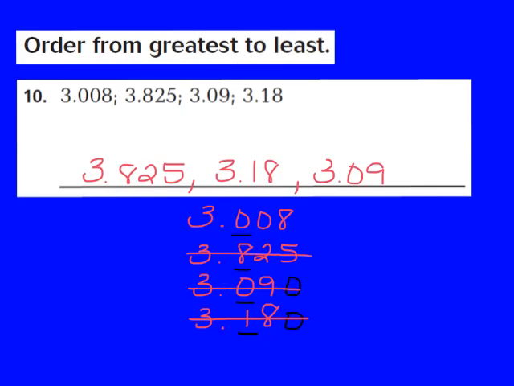Well, that leaves me then with 3 and 8 thousandths as my least, or lowest, number. So in order from greatest to least, I have 3 and 825 thousandths, 3 and 18 hundredths, 3 and 9 hundredths, and then 3 and 8 thousandths. And that is my order from greatest to least.